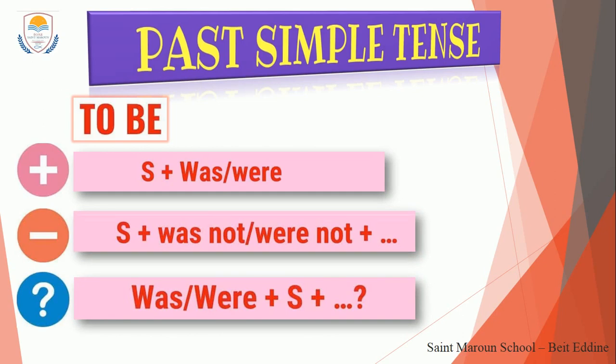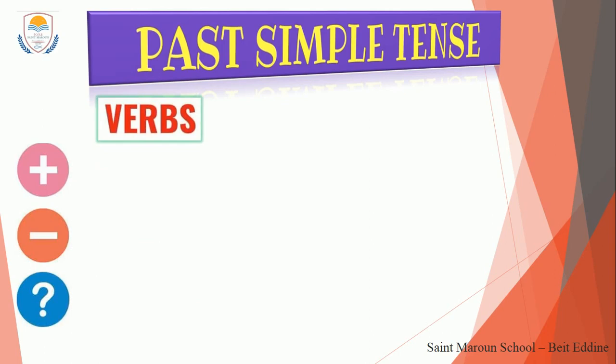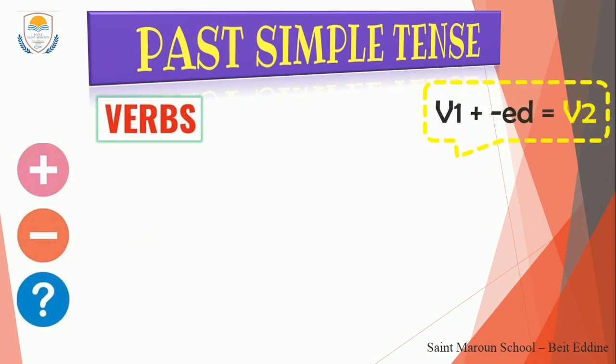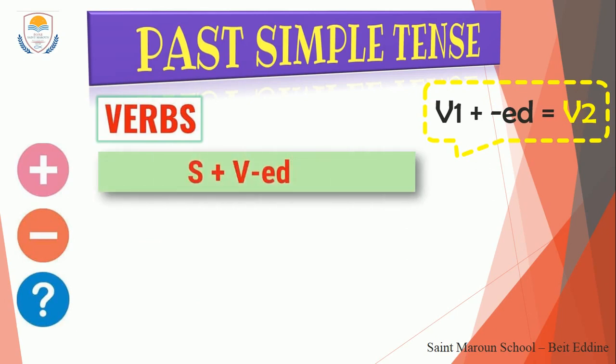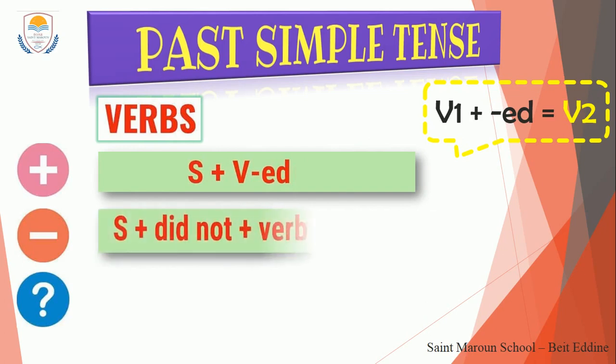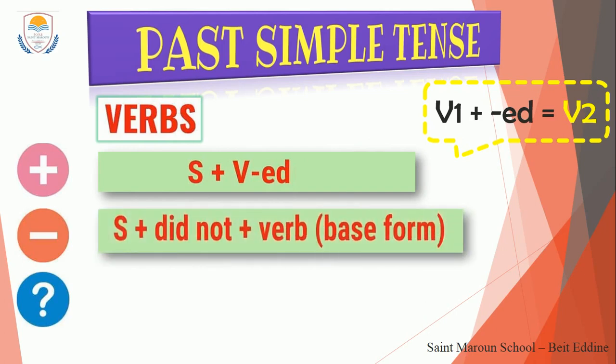Now, with the verbs to do, you have to remember one thing: when I want to change a verb to its past form, the regular verbs take ed. So verb 1 plus ed, the base form of the verb with ed, gives me the past form of the verb, which is verb 2. The positive form is the subject, then verb and ed. It means verb 2.